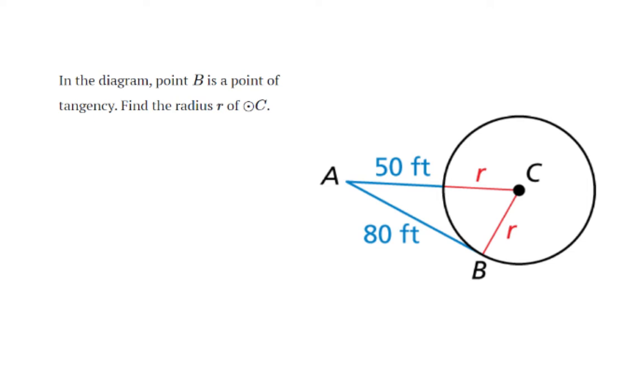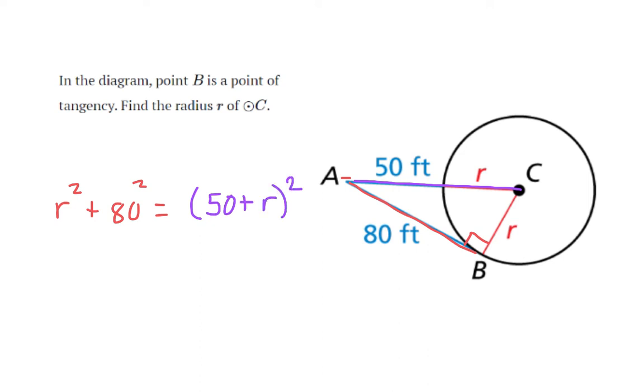Another question here says, in the diagram, point B is a point of tangency. Find the radius. So for this one, I'm looking at another right triangle, because we know that radius is perpendicular to the tangent. So I can set up a Pythag. My Pythag in this case is going to look like r squared plus 80 squared equals, that entire tangent is 50 plus r. And when I square that, I'm going to write it as (50 plus r) squared.